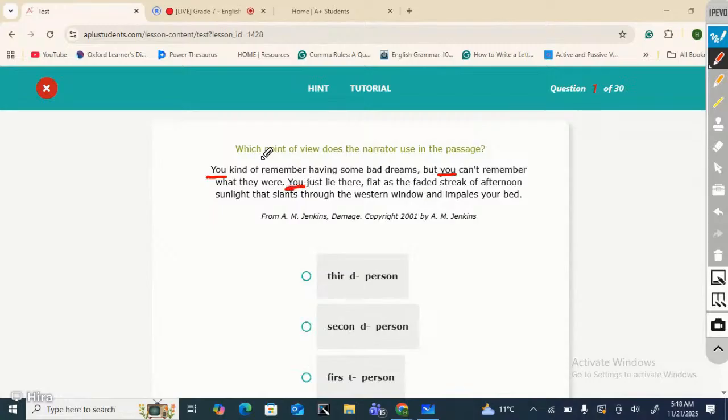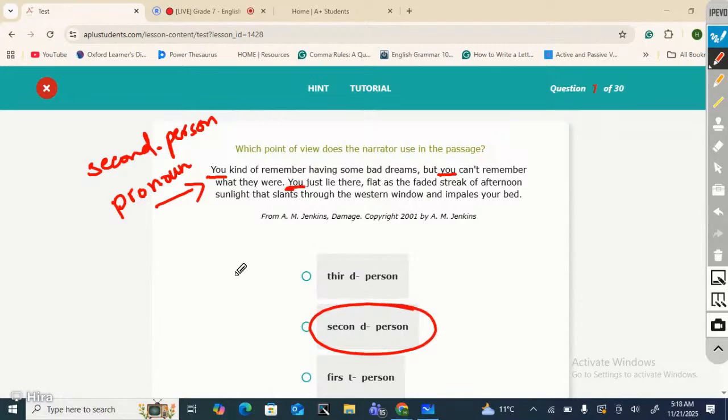Well, you know that these are second person pronouns. Second person pronouns are used in the text. What does it mean? Which point of view does the narrator use? Second person point of view. It casts the reader as a character in the story, right?